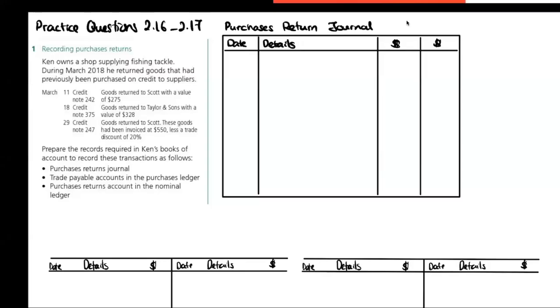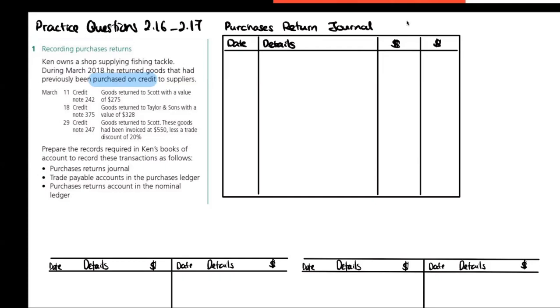So we're doing practice questions 2.16 to 2.17. Question number 1, recording purchases return. Ken owns a shop supplying fishing tackle. During March 2018, he returned goods that he had previously purchased on credit to suppliers. So these are the goods that had been purchased on credit the last time, and those are the goods that are returned.